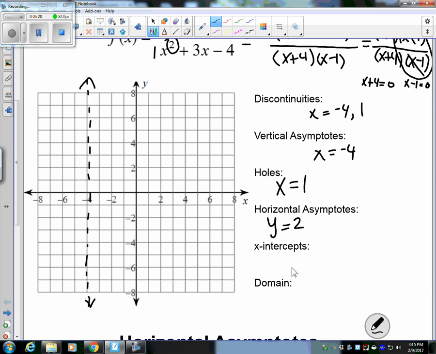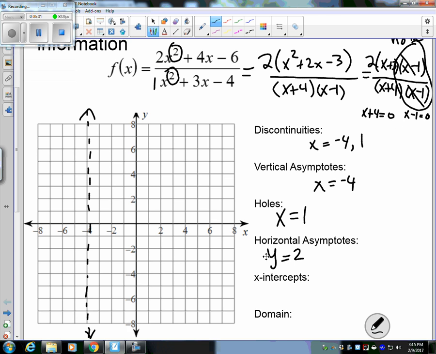The x-intercepts come from the numerator. The factors in the numerator that are left after you simplify will make the factors 0. So x plus 3, when you substitute in for x, that'll make that 0, and it'll be negative 3. So there's an x-intercept at negative 3.